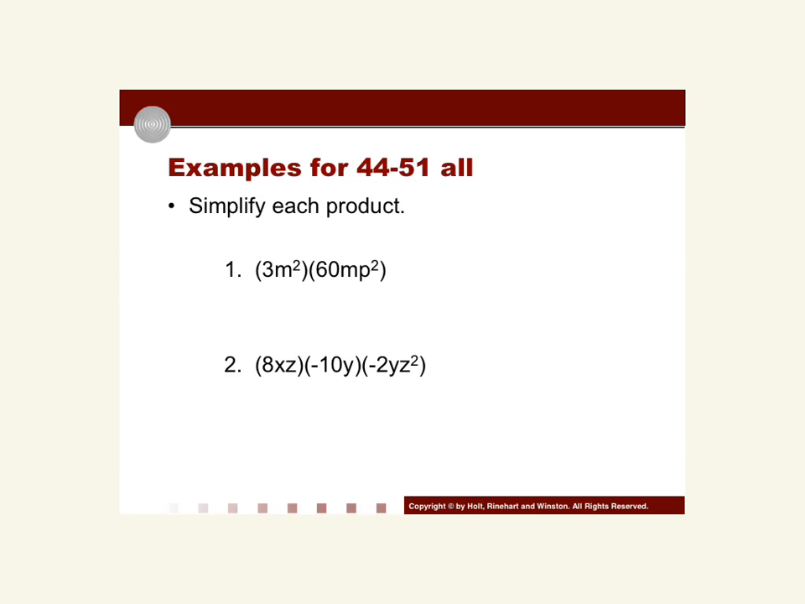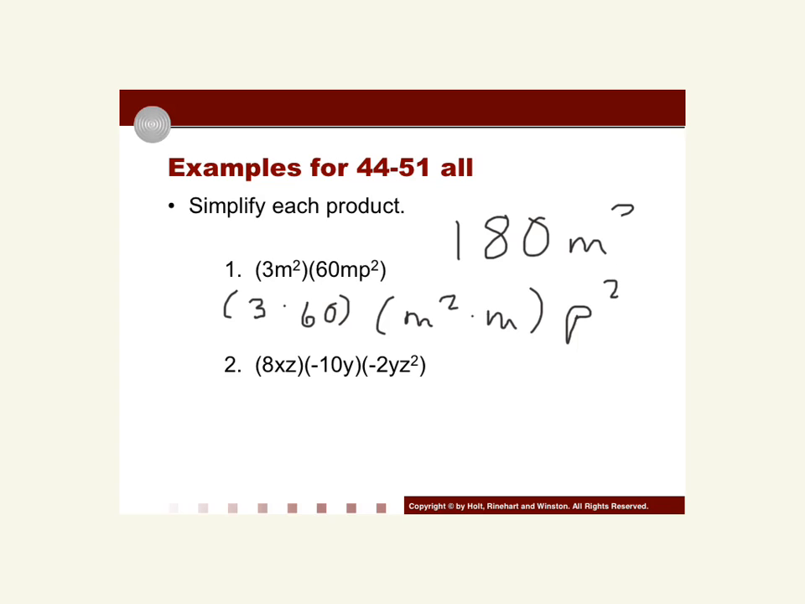And here's multiplying monomials. So we're going to use the steps that we talked about before. We're going to group 3 times 60. Then we're going to put the m squared times the m. And we have just the p squared. If we multiply these together, 3 times 60 is 180. Then we add the exponents, m to the third and p squared.